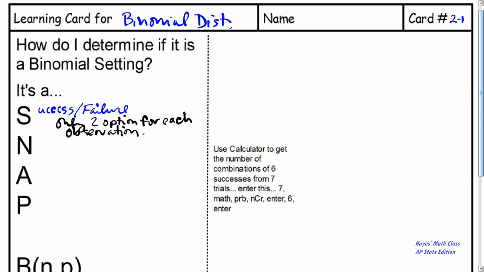N stands for the number of observations that we have. So wherever you see an N, that's the number. It's a fixed number of trials.